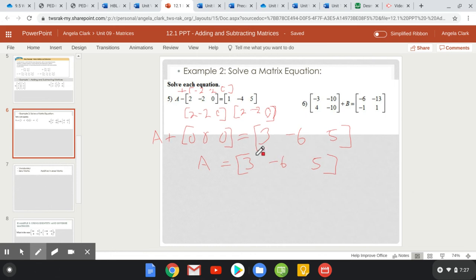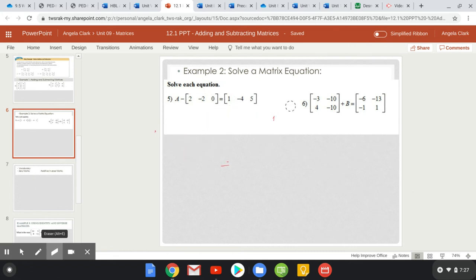So let's do this one without the extra step. If you have questions, let me know, of course. So I'm going to erase because I don't have enough room. So this time I'm adding, right? I have a matrix plus B that equals another matrix. So I have to now subtract to get rid of this matrix because I'm adding. So I have to subtract to get rid of it.